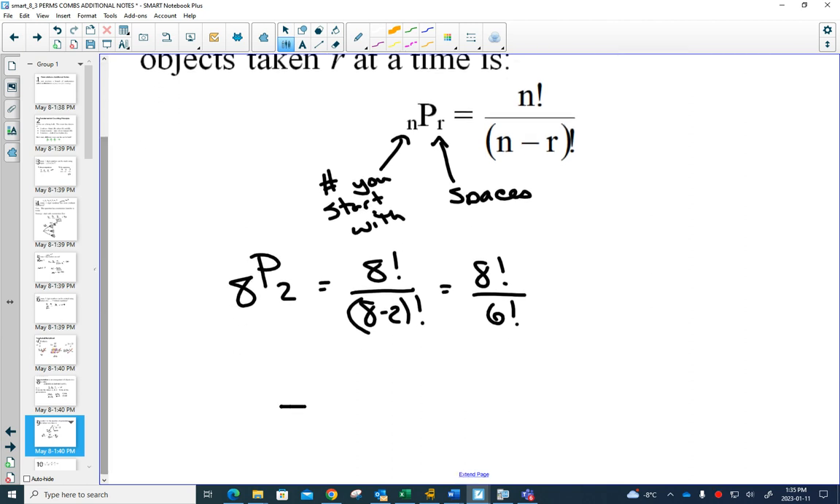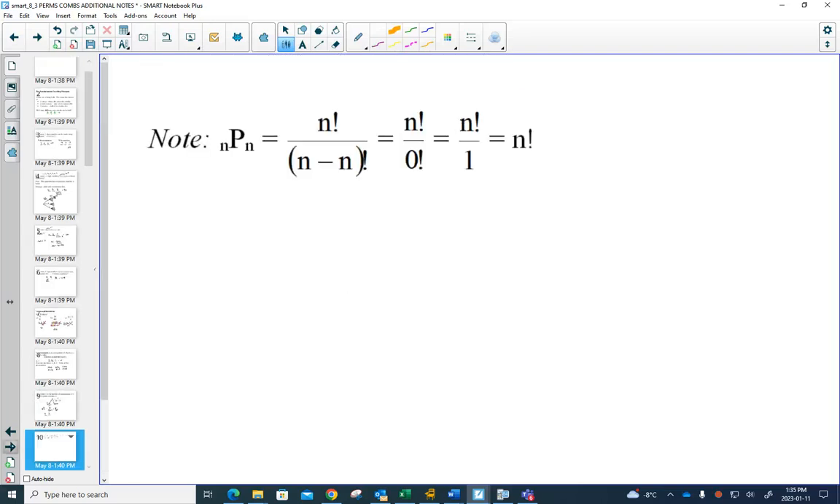Using spaces, it would say you have 2 spaces, starting with an 8, then a 7: 8 times 7. And you probably can see how the factorial and that are exactly the same. If you had n spaces starting with n, you'd have n minus 1, n minus 2, n minus 3, dot, dot, dot, 3, 2, 1. Would it make sense that that would end up being n factorial?